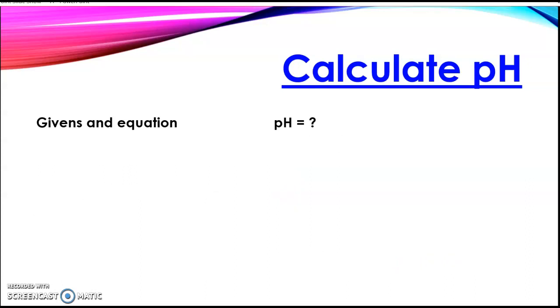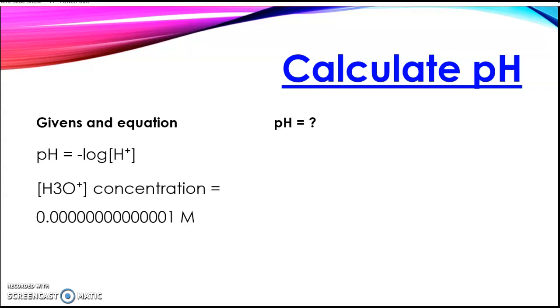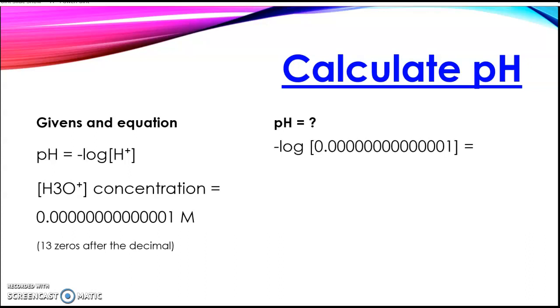All right, let's practice another one. We have our equation. We have this big, or actually really little number of hydronium concentration. So that's going to actually be 13 zeros after the decimal and then the 1. All right, let's enter that into our calculator. Negative log 0.13 zeros and a 1, and then we press enter. We get 14. A pH of 14, we know, is something basic. And something that has that pH would be lye, as in NaOH. What a basic lye that is.